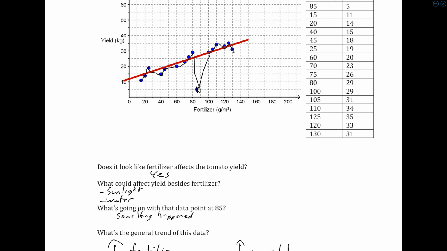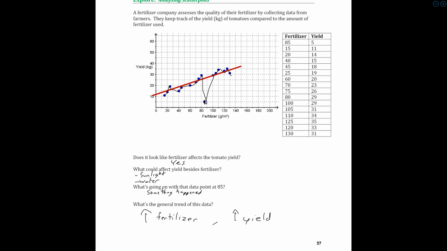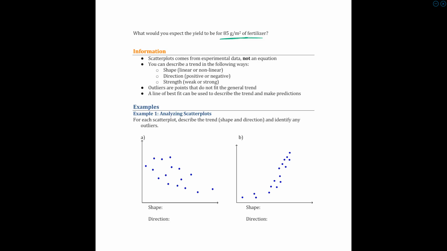In general, the rule is to make sure that just as many are below as are above, and make sure it tries to match which way the data is going. Okay? So that's what we would call a trend line or a line of best fit. We'll talk a little bit more about how it goes. Oh, and we already said this. What would you expect the yield to be? Is it 30? Does that look about right?